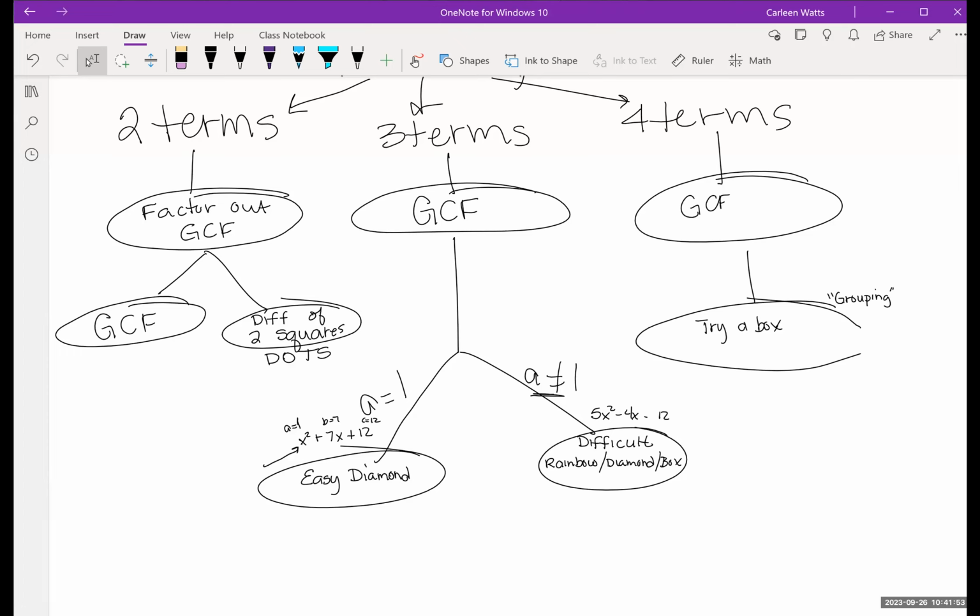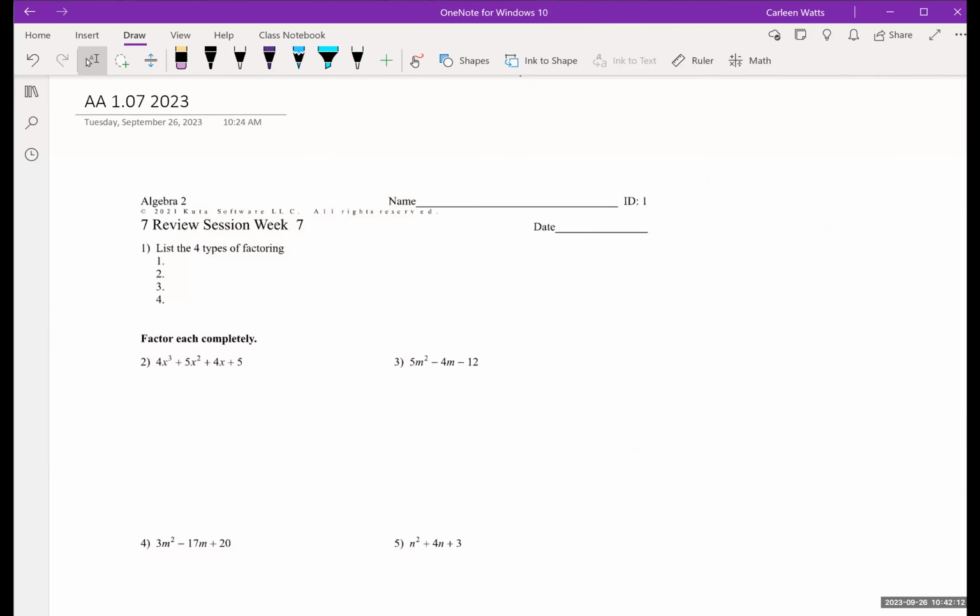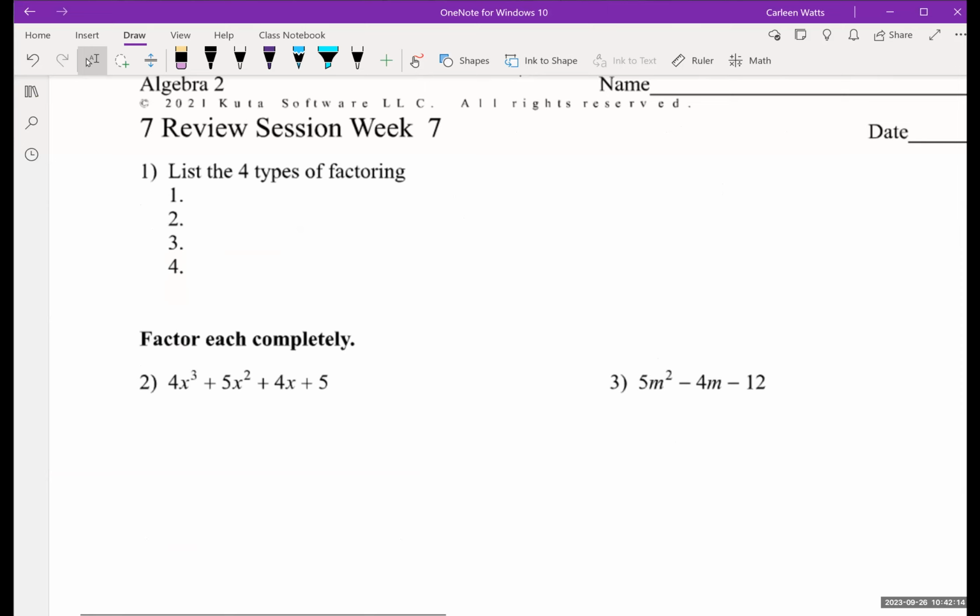So we have 2 terms, 3 terms, and 4 terms. I'm going to pause in case you want to take a picture of this, but this will also be in the video if you want to see it. Week 7: there are actually 5 types of factoring. I don't know why I always say 4. Number 1, GCF.